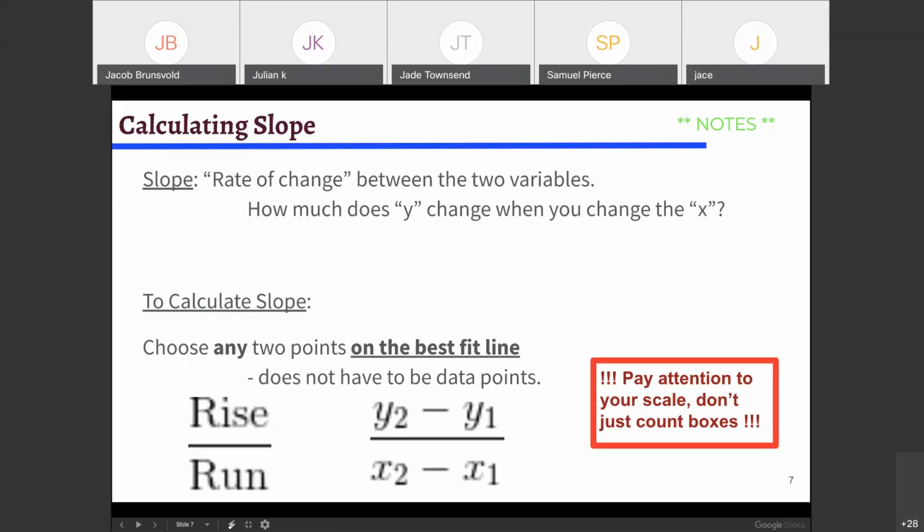So what is slope? Slope is the rate of change between two variables. How much does y change when you change x? I'm going to keep going back to the paperclip lab for reference. If you think about the paperclip lab, the slope of your graph would be how much your y changed. So how much did the mass change when you changed the number of paper clips?